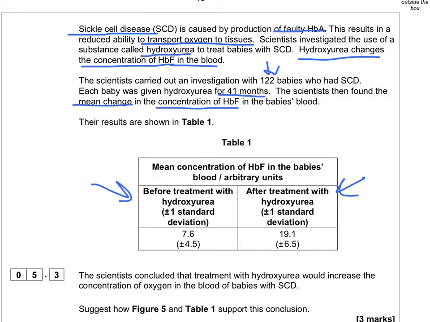So the first one, 7.6, I'm going to add 4.5, and I find that is 12.1, and the 19.1, I'm going to subtract the 6.5, and that gives me 12.6. So I now immediately know that there is a significant difference. There is no overlap of the standard deviations, so it's significant. Will that be useful? We'll wait and see.